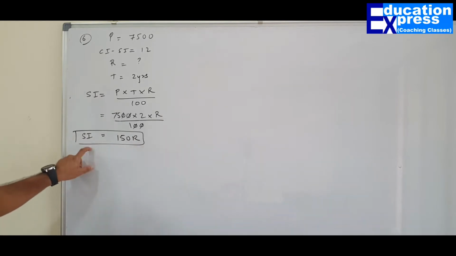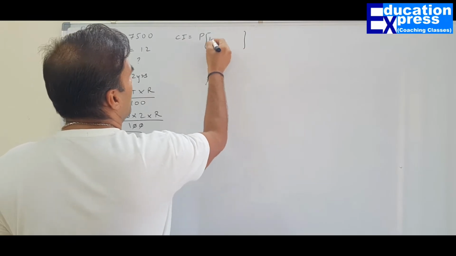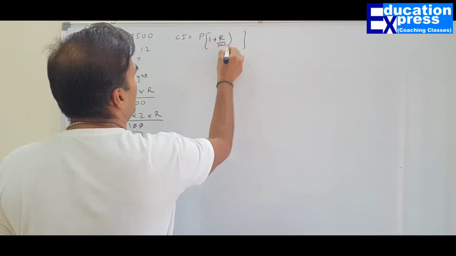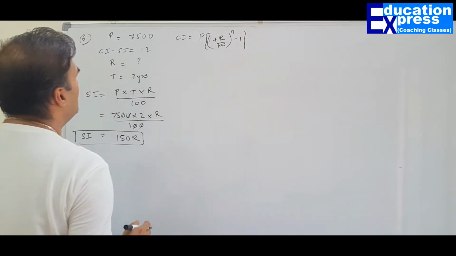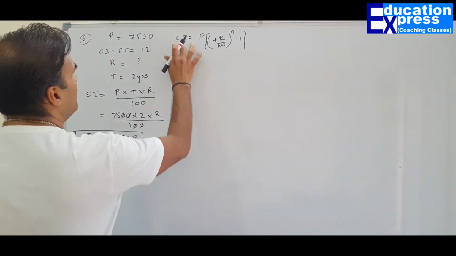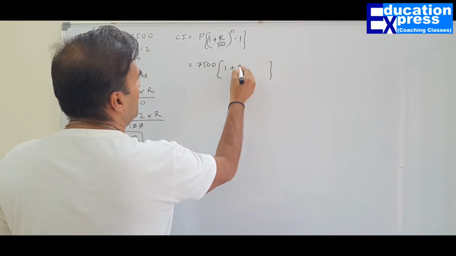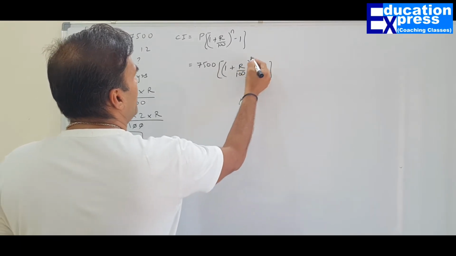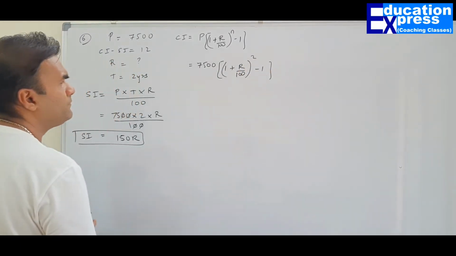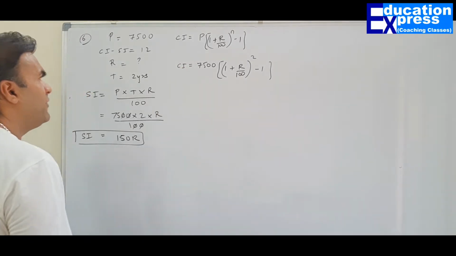Can we find CI? Yes, sir. By using the formula 1 plus R upon 100, the whole thing raised to n, minus 1. So what would be my CI? Principal is 7,500, 1 plus R, rate is not known, upon 100, the whole square, minus 1. So this is my CI. I cannot expand it any further.